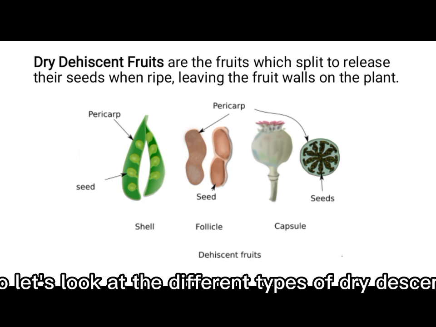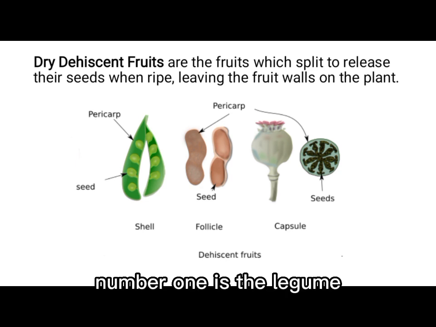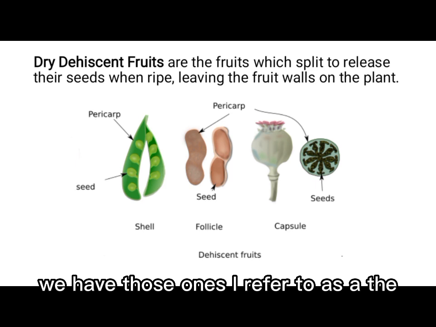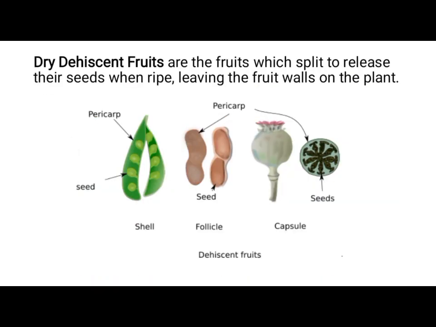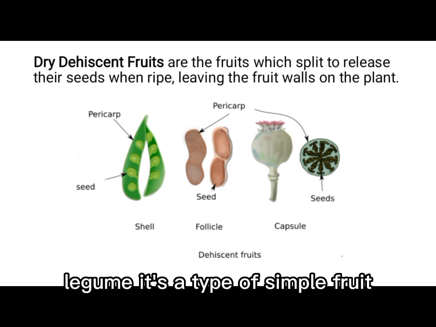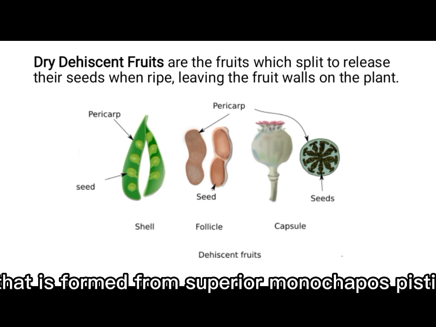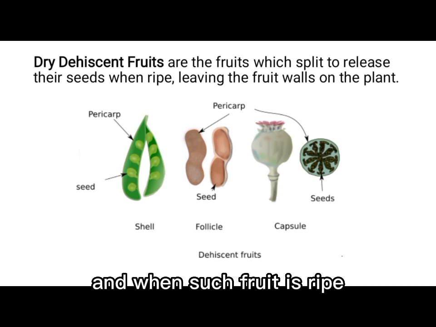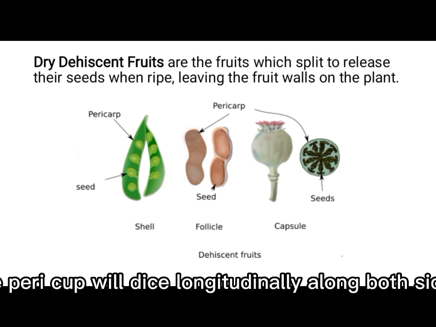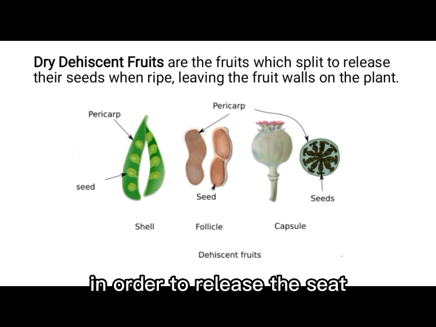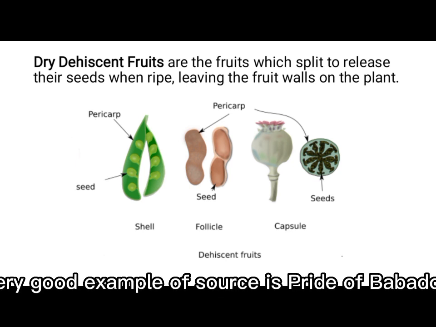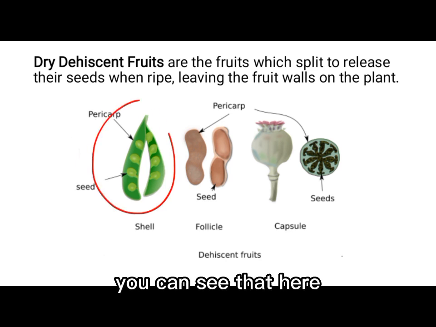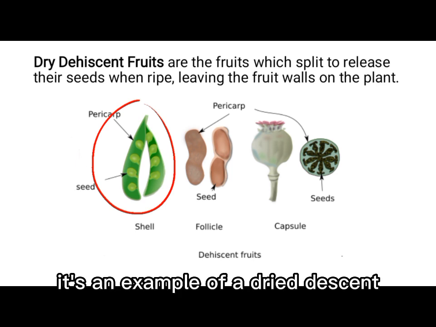So let's look at the different types of dry dehiscent fruit. Number one is the legume. It's a type of simple fruit that is formed from a superior monocarpous pistil, and when such fruit is ripe, the pericarp will split longitudinally along both sides in order to release the seed. Very good example of such is Pride of Barbados. You can see that here. Pride of Barbados is an example of dry dehiscent fruit.